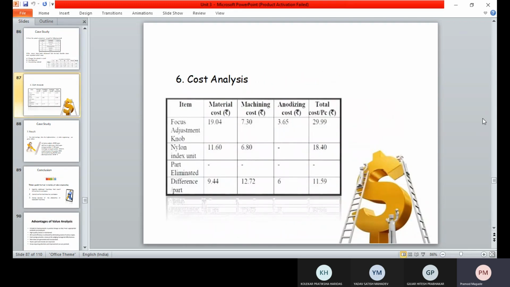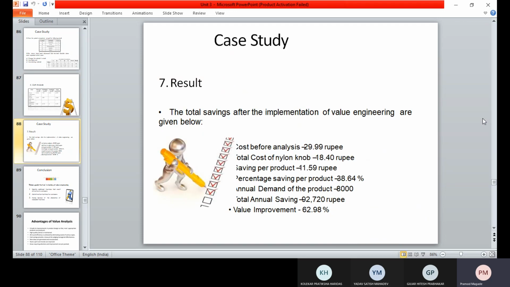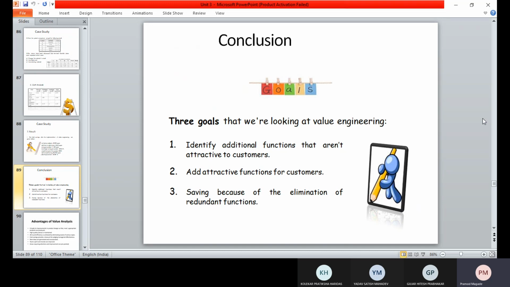So here also the same case: the cost analysis, of course, depends on the effort taken while producing the product. So that will be the cost analysis structure we need to define. And then of course the result. We can check results by follow-up, or by the feedback of the customer. That should be the outcome of your developed product. Of course the conclusion: they have mentioned 3 goals for value analysis. First is to identify the additional parts that aren't attractive to the customer, we can neglect them. Second, add attractive functions for the customer. And third, the saving because of the elimination of redundant, unnecessary, unwanted functions, which we will have to avoid. Whatever comes through this comes under value analysis.